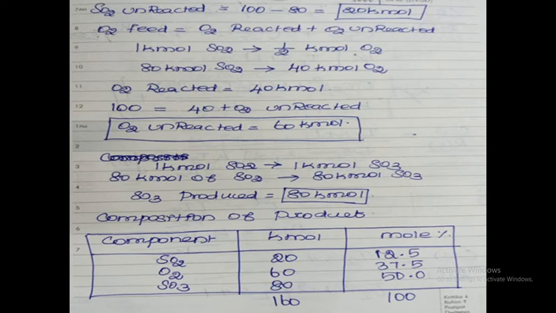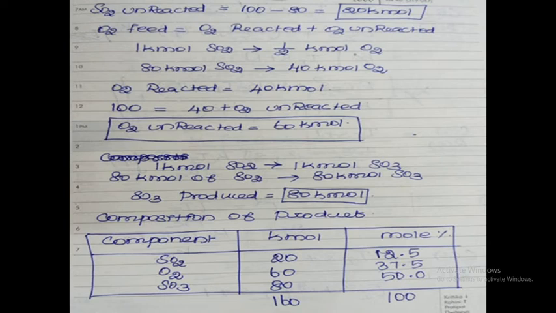Next we are going to concentrate on the main product, sulfur trioxide, SO3. What is the procedure? We are going to calculate the SO3 produced. As per the reaction, 1 kilomole of SO2 produces 1 kilomole of SO3. As per the problem, how much SO2 is reacted? 80. So 80 kilomole of SO2 reacted means how much SO3 is produced? 80 kilomole. So SO3 produced is equal to 80 kilomole. Now all the data are known: SO2 unreacted, oxygen unreacted, SO3 produced.